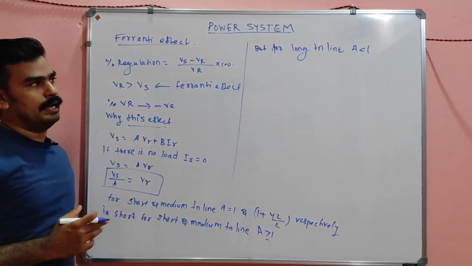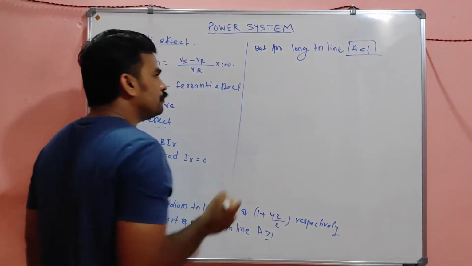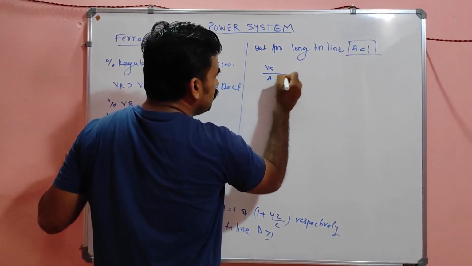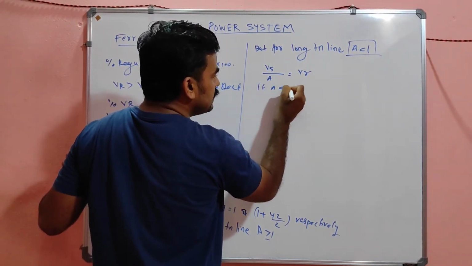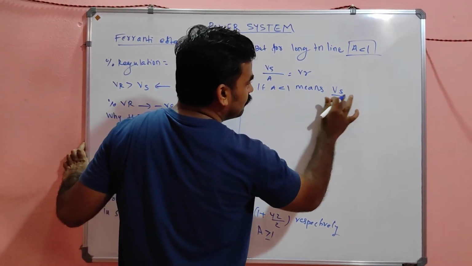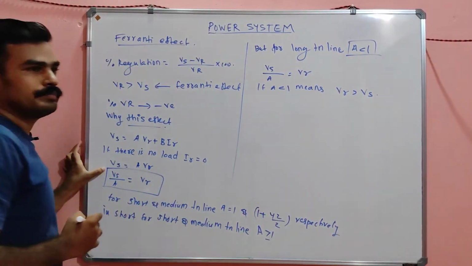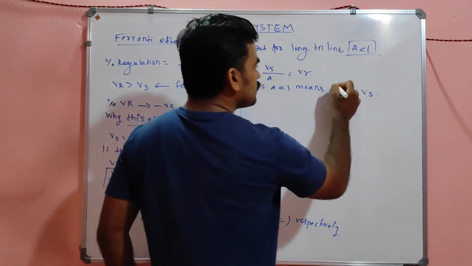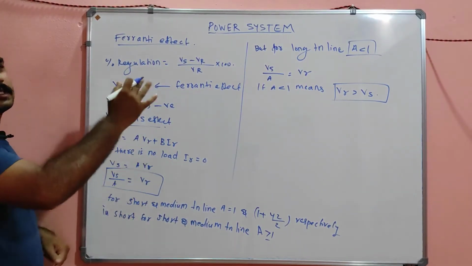So for a long transmission line, the value of A will be what, my dears? Less than 1. So if the value of A is less than 1, if you substitute here, Vs by A will be equal to Vr. If the denominator is less than 1, then Vr will be greater than Vs. This is called the Ferranti effect actually. So that is the theoretical explanation.